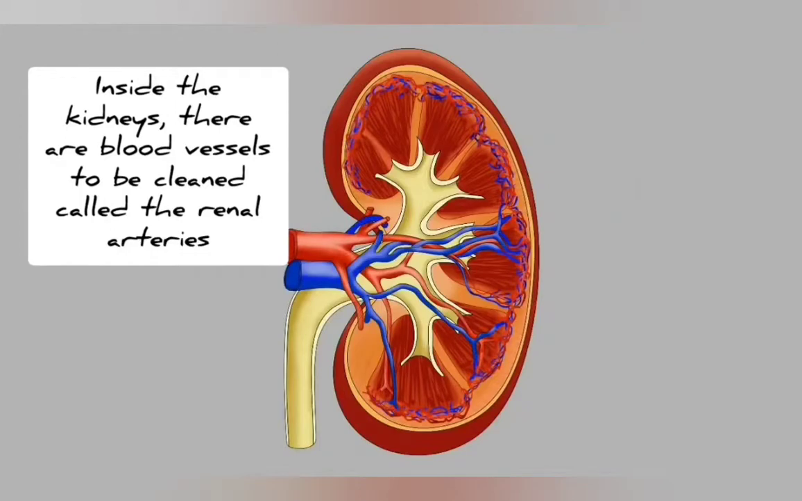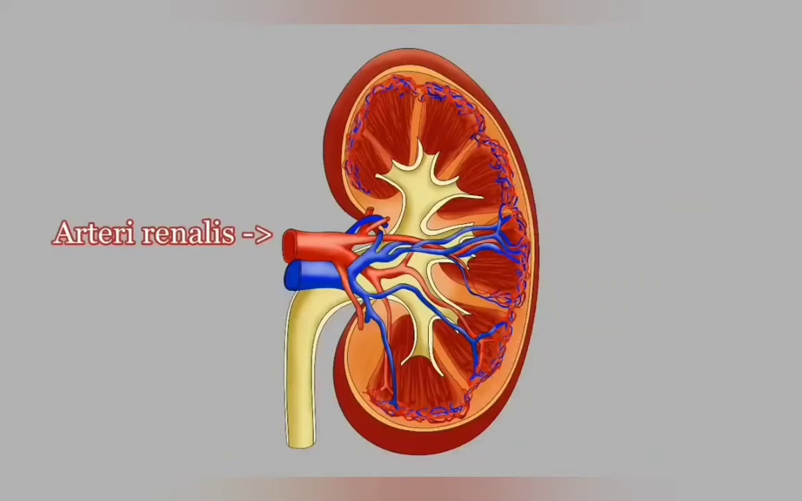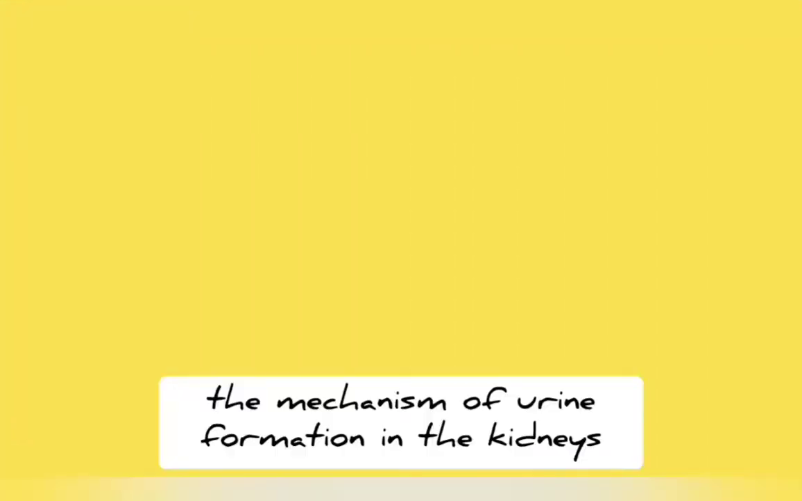Inside the kidney, there are blood vessels to be cleaned called the renal arteries, shown in red. In the kidney, there is also a blood vessel called the renal vein, shown in blue.